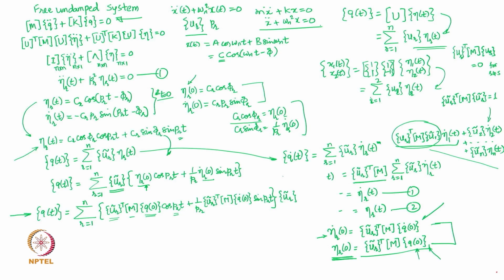The beauty of this is it just involves matrix multiplication. There is no flimsy simultaneous solution of equations. This is all simple matrix multiplication. You can have a look at what the sizes of these individual matrices are. For example, what will be this size? N cross 1, sorry, 1 cross n, is it not?